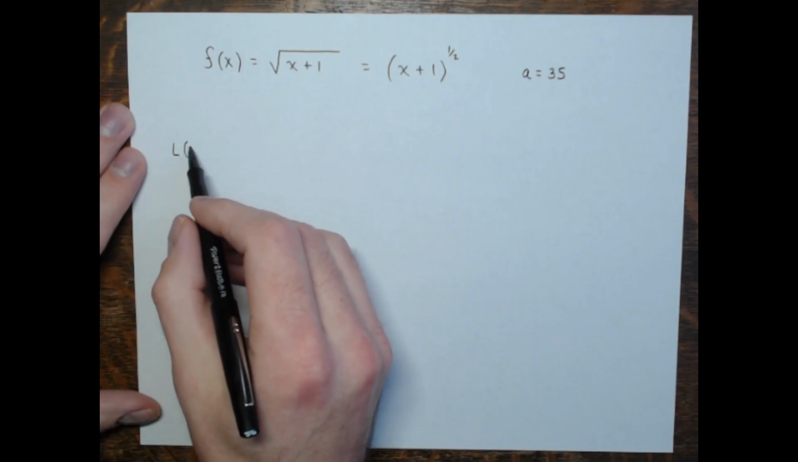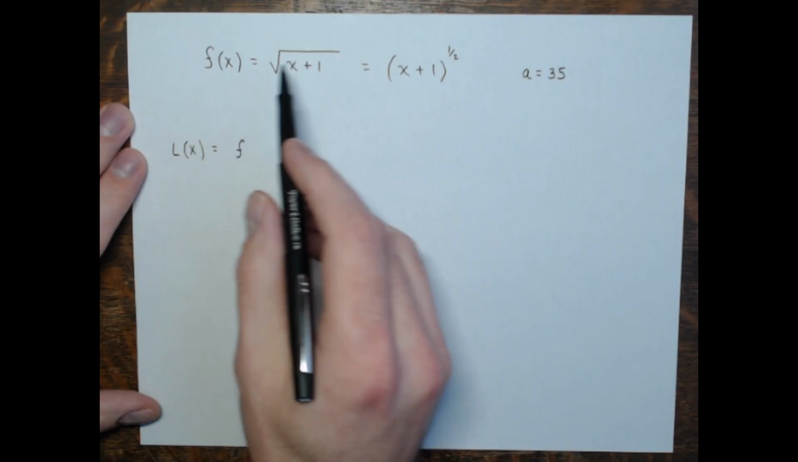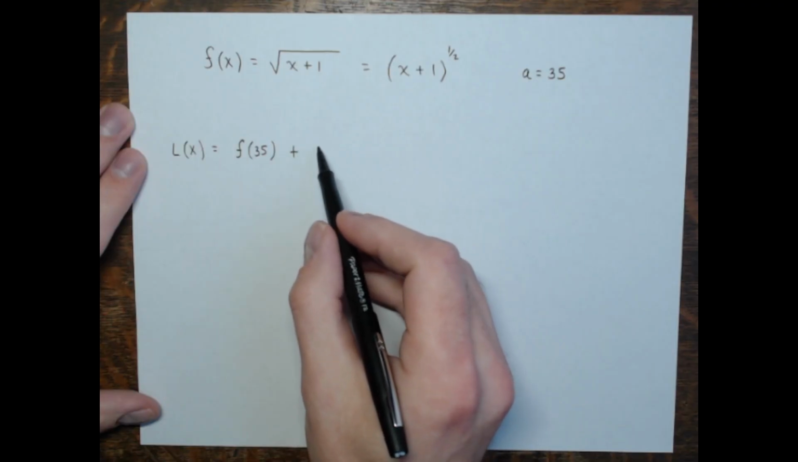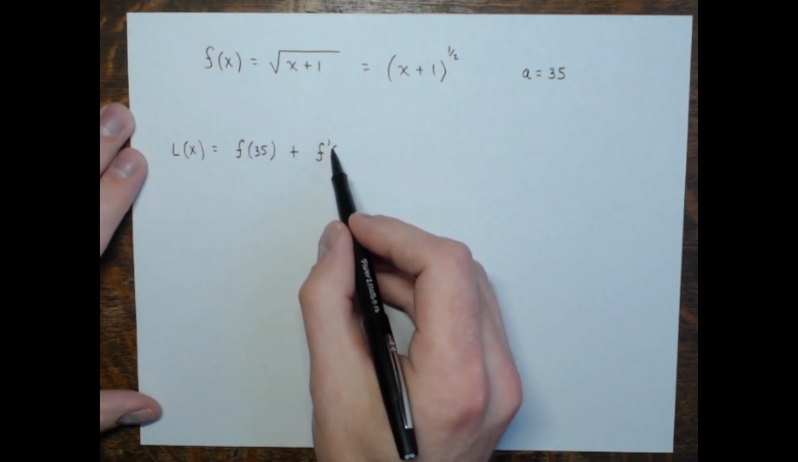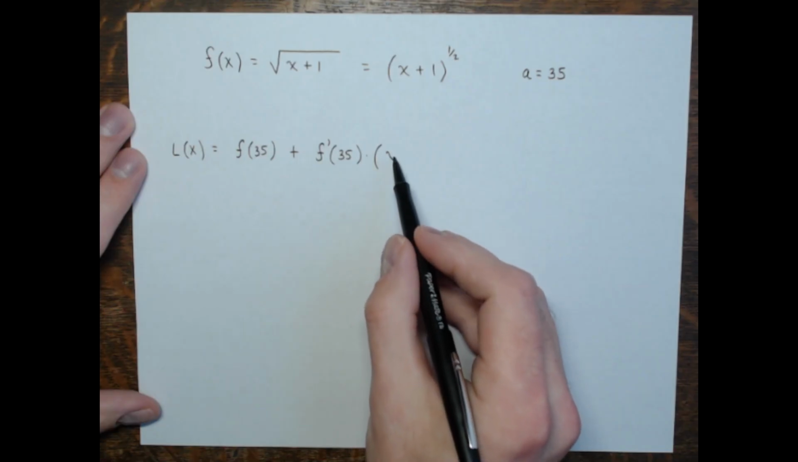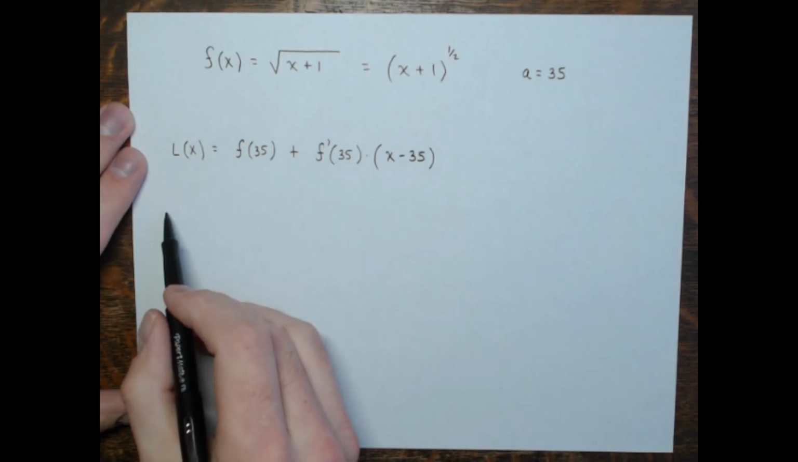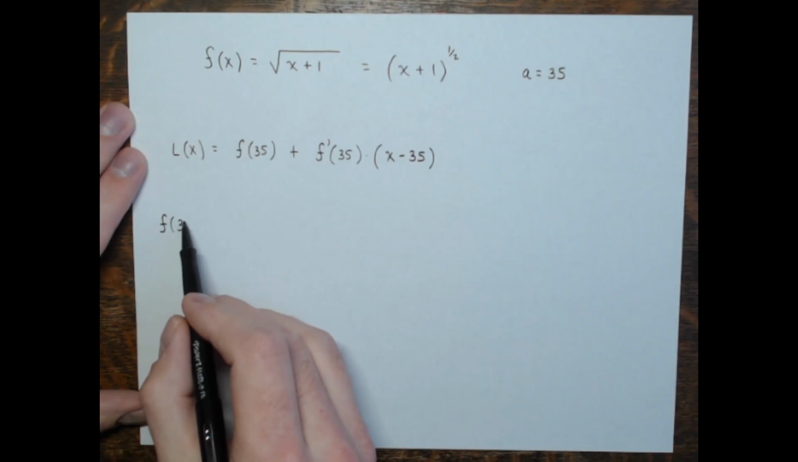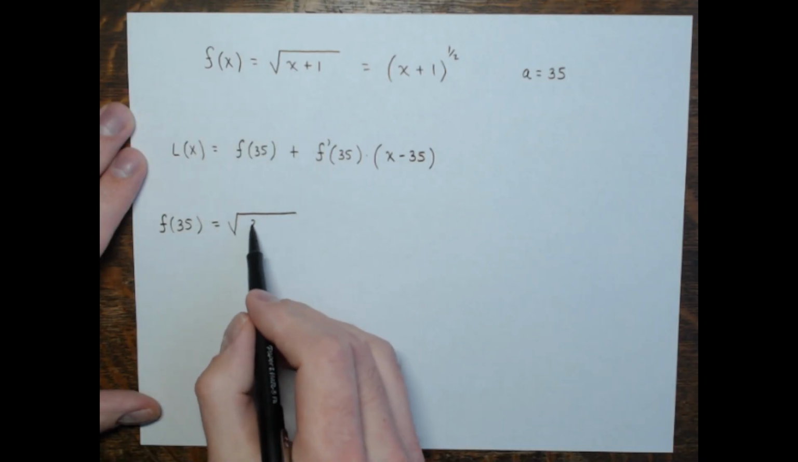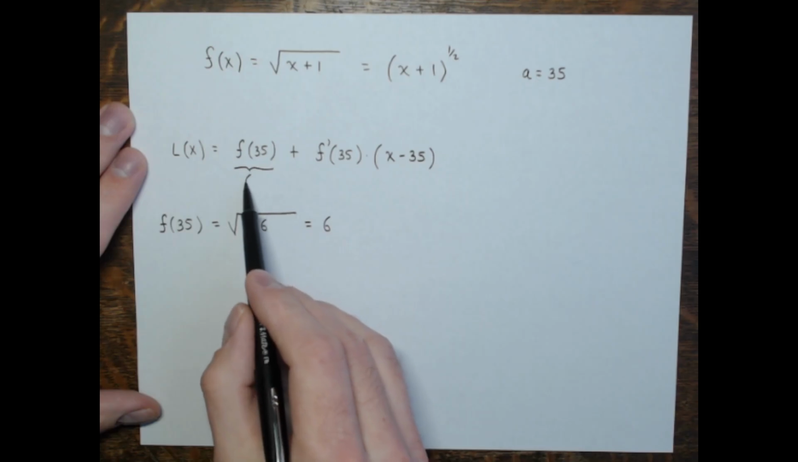So again, my tangent line function, this L of x, will be, we'll take the value of the function at 35, then add to that the slope of the tangent line, f prime at 35, times the quantity x minus 35. So need these values here. Now f at 35 is no problem. That would be the square root of 35 plus 1, which is the square root of 36, which is just 6, right? So putting 6 here.